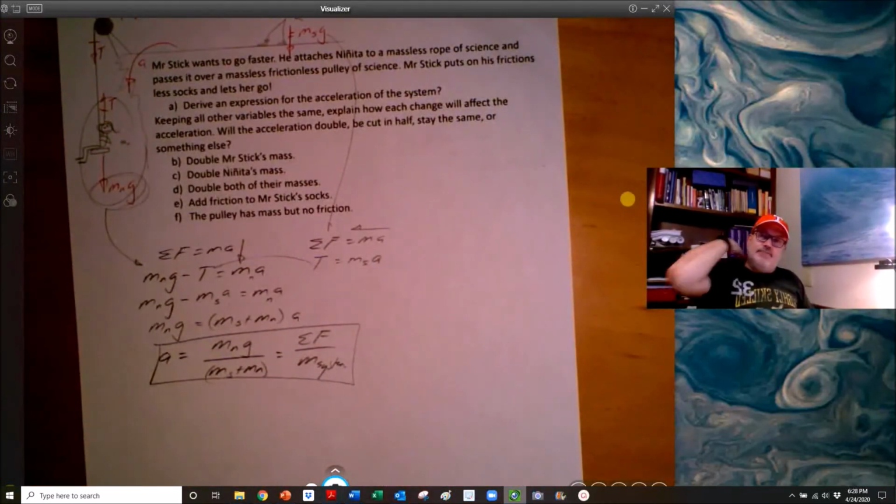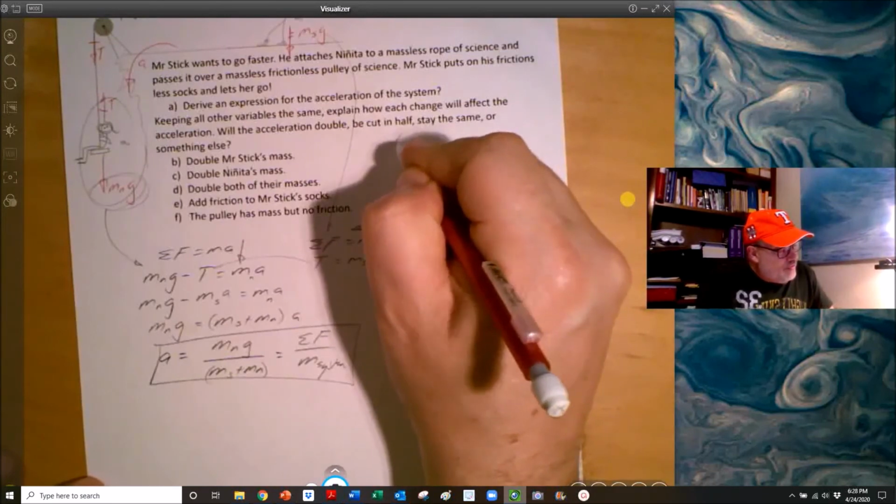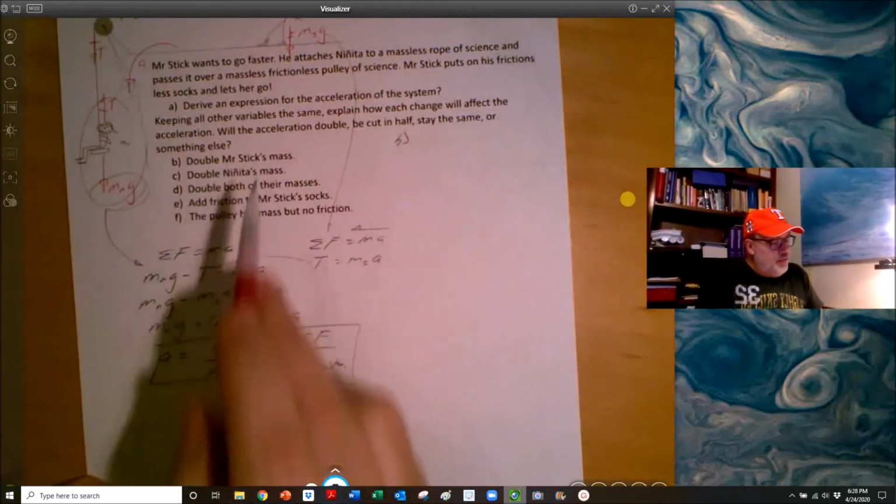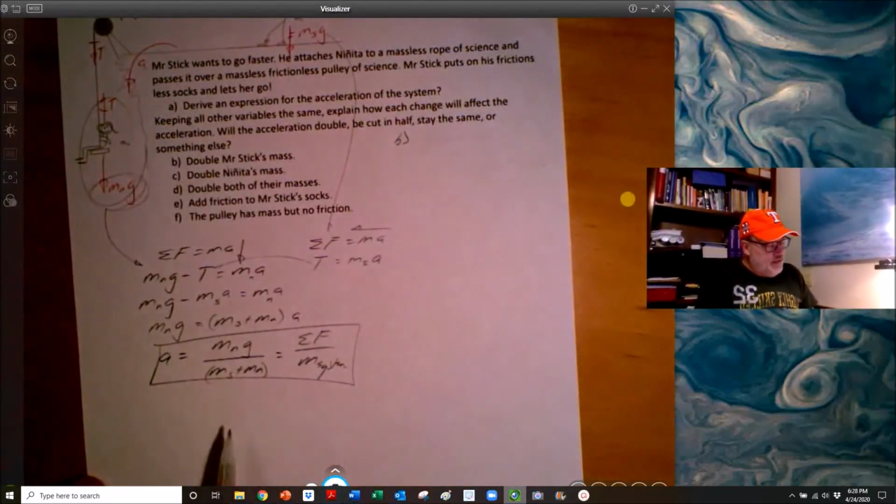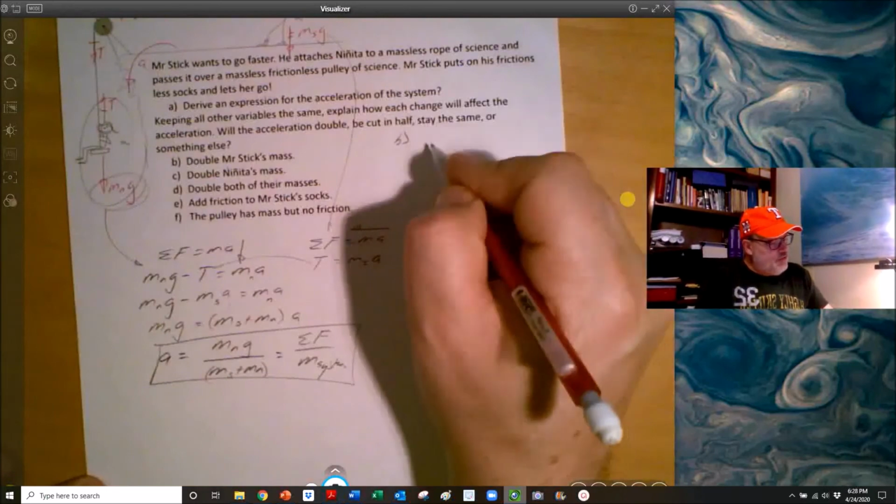So part B, keeping all the other variables the same, explain how each change will affect the acceleration. Will the acceleration double, be cut in half, or stay the same, or something else? So for part B, if we double Mr. Stick's mass, so let's take a look at this. He's right here, Mr. Stick. It's in the denominator. So the acceleration will decrease.